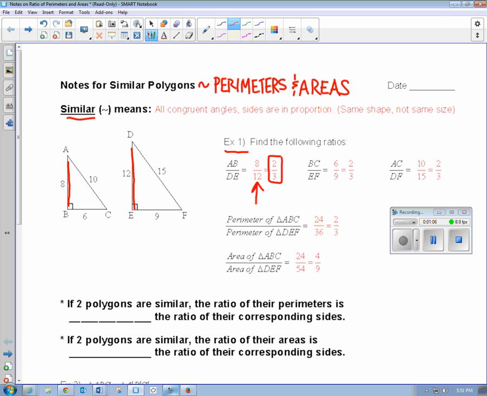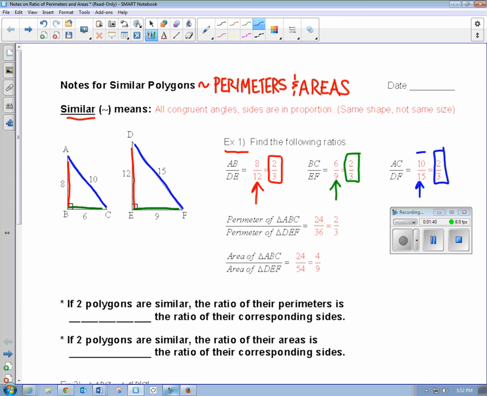And then I'm going to go through and do the next one, and I'm going to put side BC over side EF, which is 6 over 9, which reduces to 2 over 3. And then the last set of sides, AC over DF, 10 over 15, which we have right here, which does reduce to 2 over 3. So by the fact that all of these sides are proportional, it's a way to prove that our two triangles really are similar to each other.